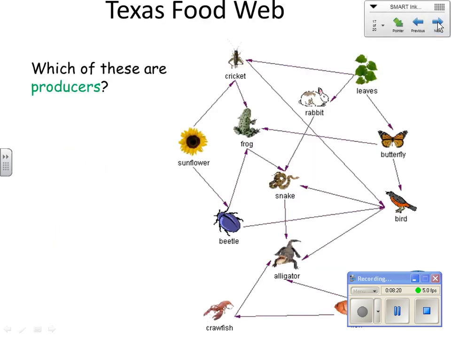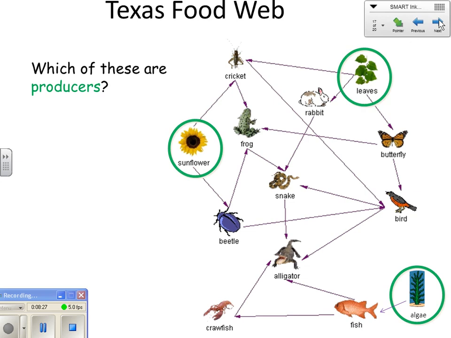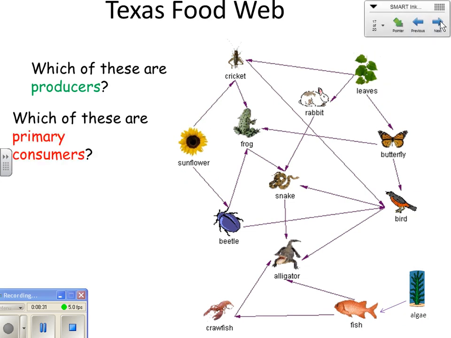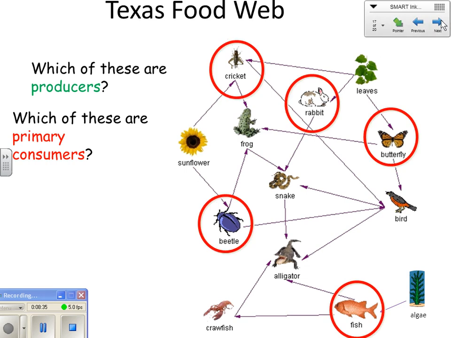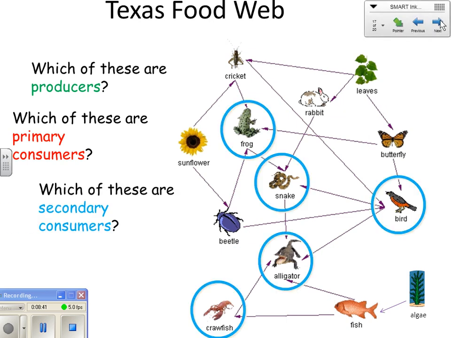Texas food web. Let's take a look at this. Which of these are producers? If you said leaves, algae, and sunflower, you're correct. Which of these are primary consumers? Cricket, rabbit, butterfly, fish, beetle. Which of these are secondary consumers?